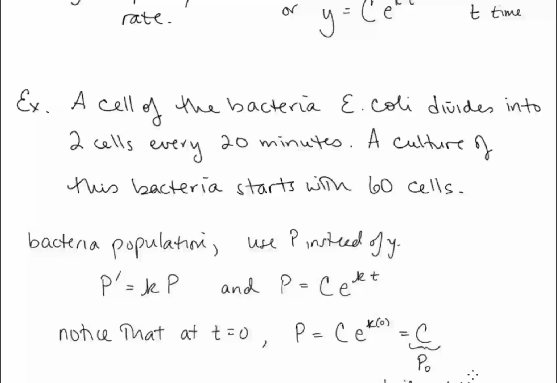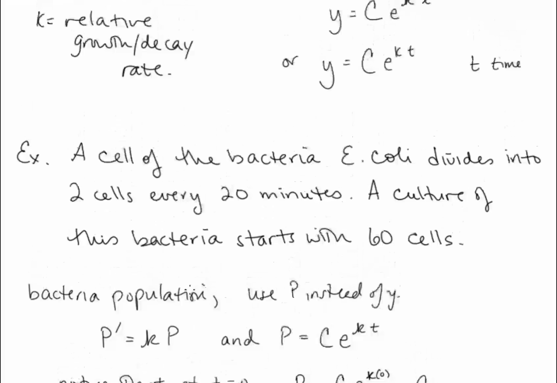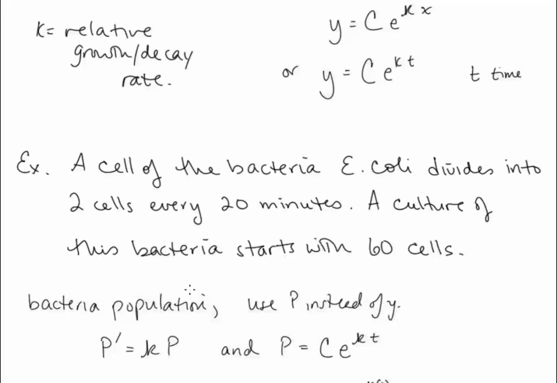A cell of the bacteria E. coli divides into 2 cells every 20 minutes. A culture of this bacteria starts with 60 cells. This is a bacteria population, so instead of y, I'm going to use p for population. We know that it follows the y prime equals ky model, so this is p prime equals kp, and the solution is of the form p equals c e to the kt.